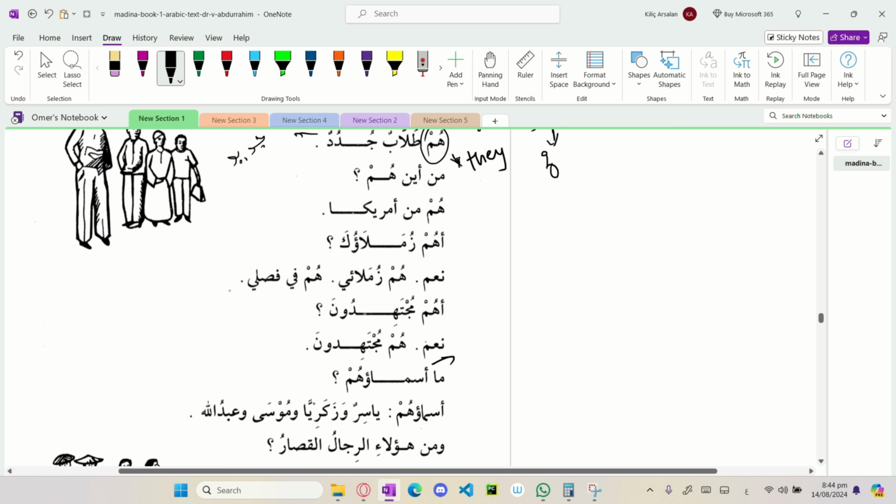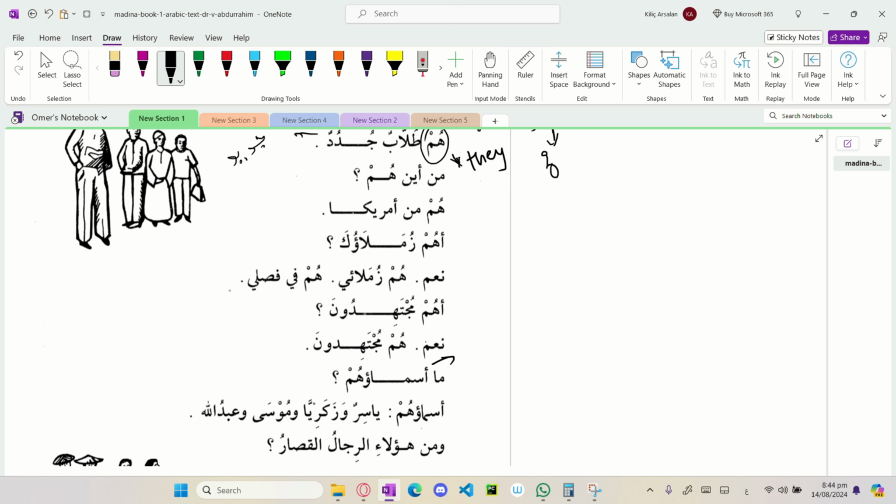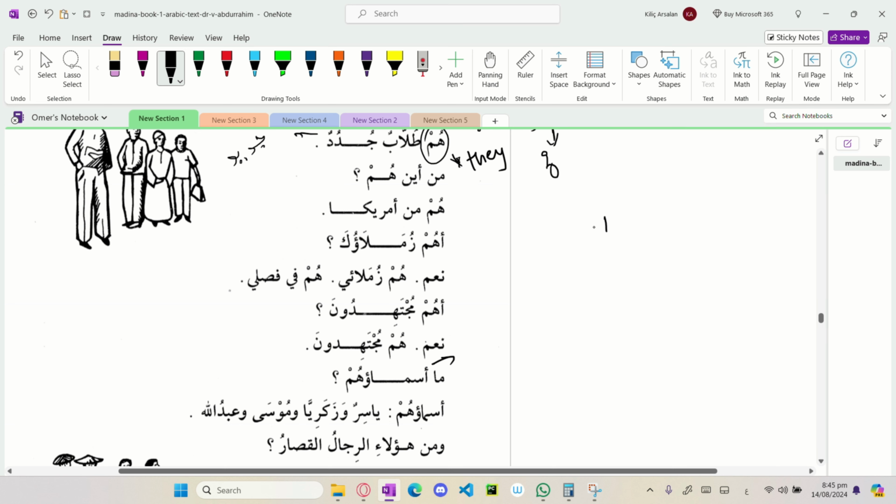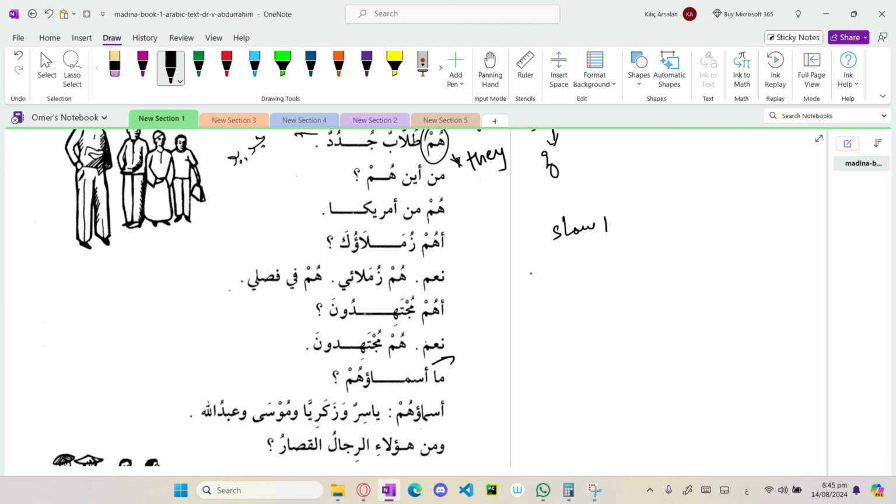ما أسماؤهم, what are their names? أسماؤهم ياسر وزكريا وموسى وعبد الله. Now, two things to note: whenever we have a hamza at the end, it will change its form depending on the case. In this case, it was marfu, that's why it got the waw with hamza. If it was mansub, it would get alif with the hamza, and you should just remember this.